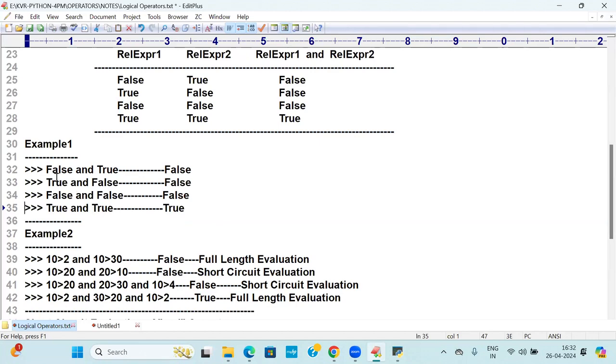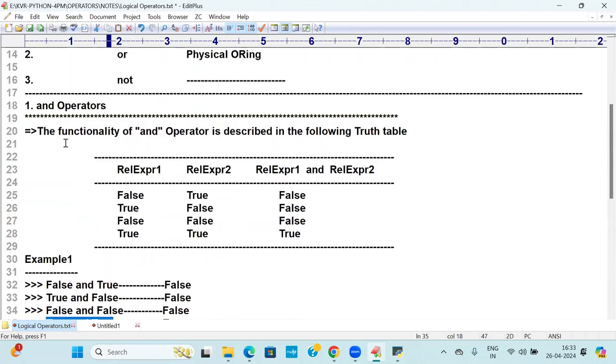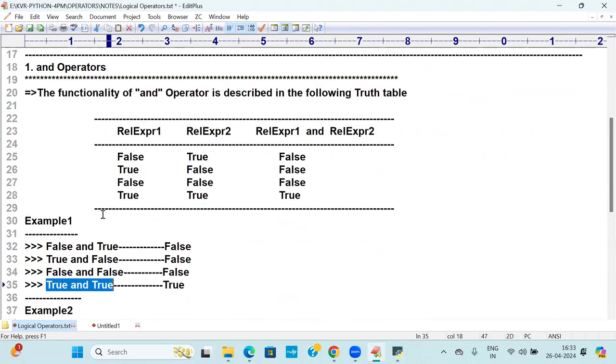Next, here true and true: which true? The second true. False and false: which false? Why the first false? Yes, short circuit evaluation. True and true: why the second true? That is the subject. This is only my normal question. There is an ultimate question that nobody can answer. After the OR operator, I will talk about it.